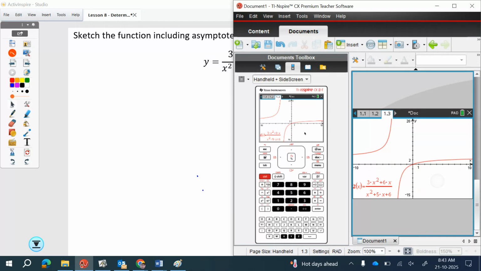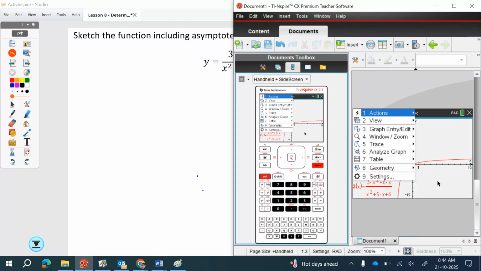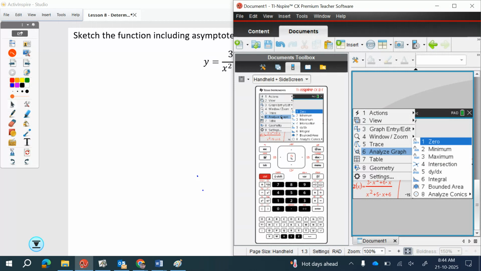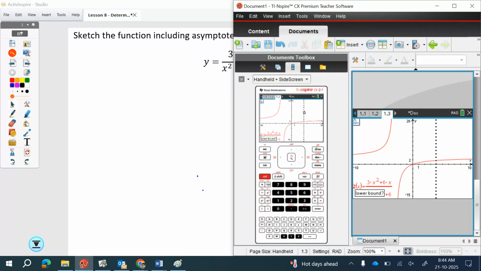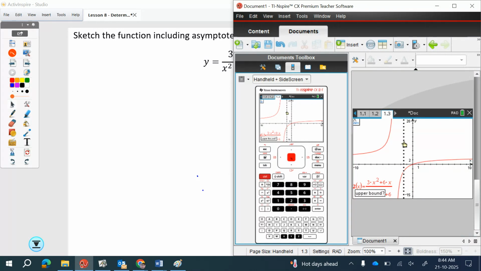We can see it's going to have a 0 at x equals 0, but let's make sure we find that one. So analyze the graph, find the 0. We can see it's got a 0 here at the origin. Next we need to find the horizontal and vertical asymptotes.